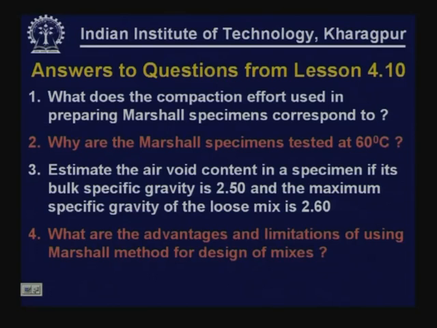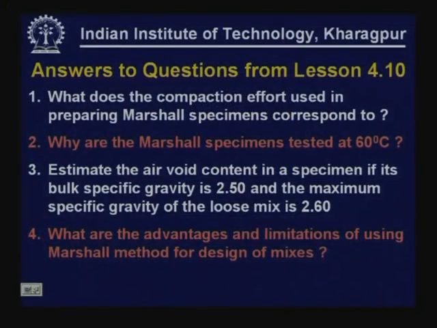Let us take up the answers to the questions that we asked in the previous lesson, that was lesson 4.10. What does the compaction effort used in preparing Marshall specimens correspond to? Normally we prepare Marshall specimens subject to 75 blows on each face, especially for heavily trafficked volumes. The compaction effort corresponds to the density that is attained after several years of traffic. Why are the Marshall specimens tested at 60 degrees centigrade? It is typically assumed that 60 degrees corresponds to the maximum pavement temperature that pavements are normally subjected to, especially in the United States, because this is the specification that has evolved in the United States.